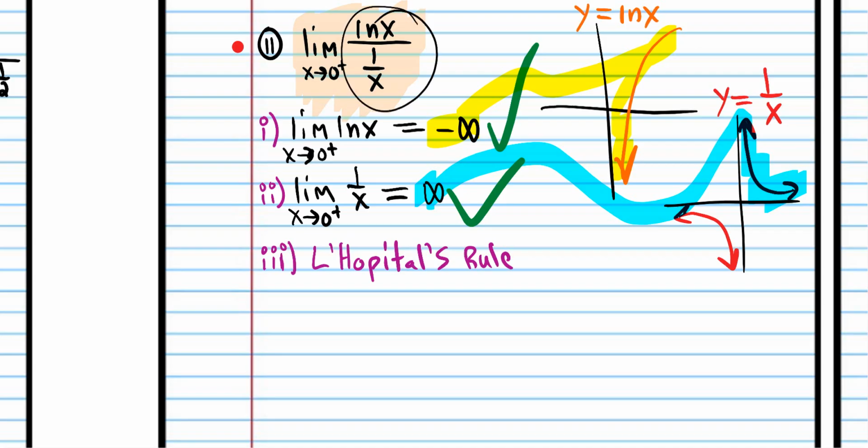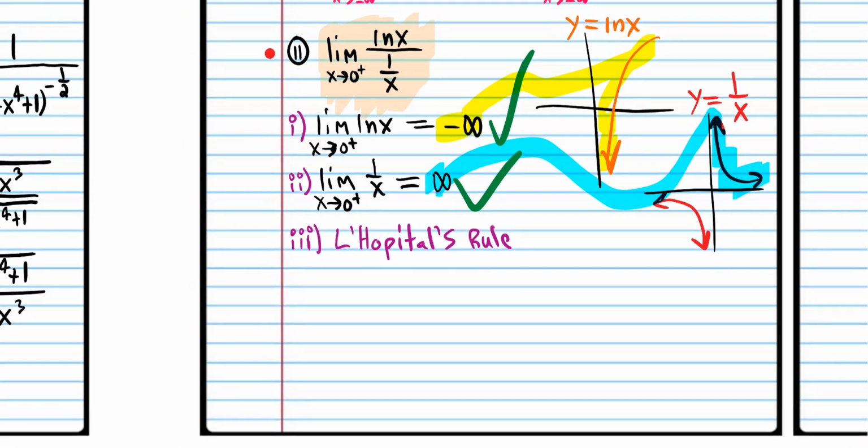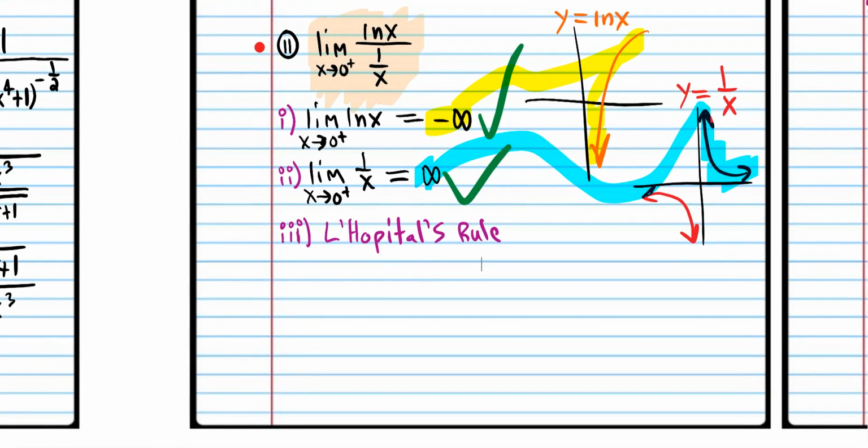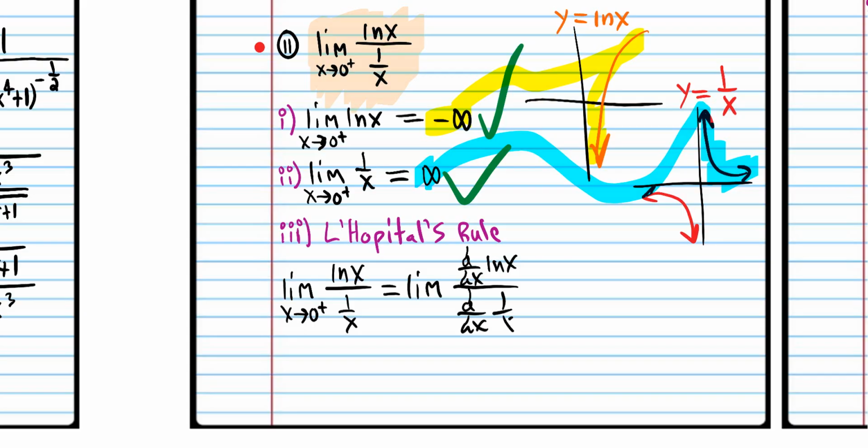If you write it in this form, then you have that weird situation where x is approaching a finite number and we have negative infinity over infinity. So let's use L'Hopital's rule and see what happens. We want the limit of the expression as x approaches 0 from the right. And L'Hopital's rule tells us that we can find the derivative of the numerator and the derivative of the denominator, like so.